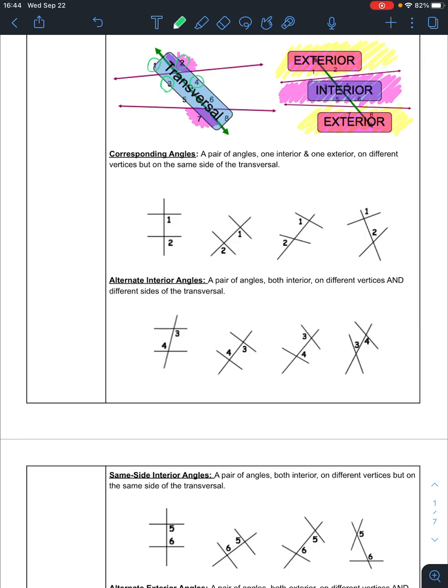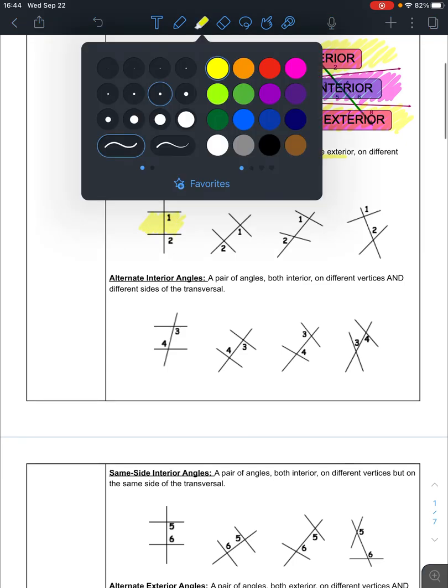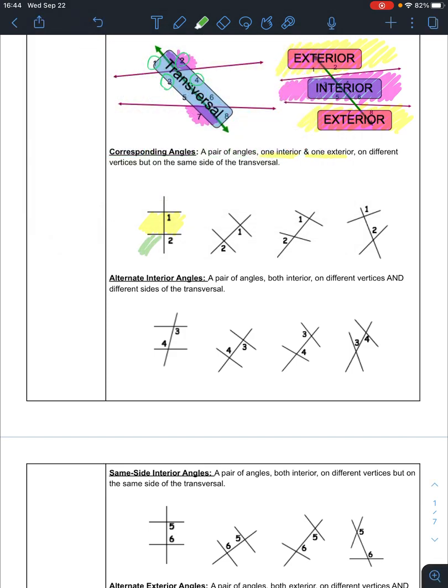So corresponding angles, what you want to do is get to where you can start to recognize corresponding angles. So corresponding angles, one is interior, one is exterior, and they're on different vertices, but they share the same side of the transversal. Okay, so it's a lot of words. So I mean, one is in this yellow zone, one is in this green zone.